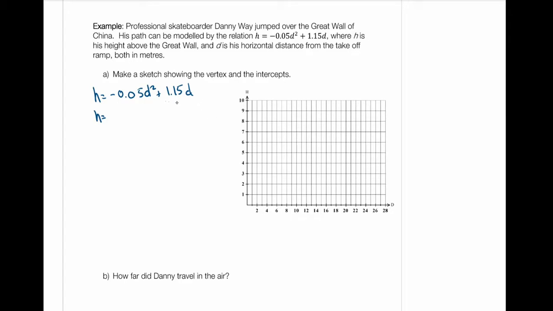Right? And I can see that I have a d value that's common, so I'm going to factor out a d. And then the second part, I see this negative 0.05 in front of the d squared, so I'm also going to factor that out as well. So if I factor that out, I need to see, okay, what's left over. So if I divide everything that I just had by that value, I'm left with d minus 23.